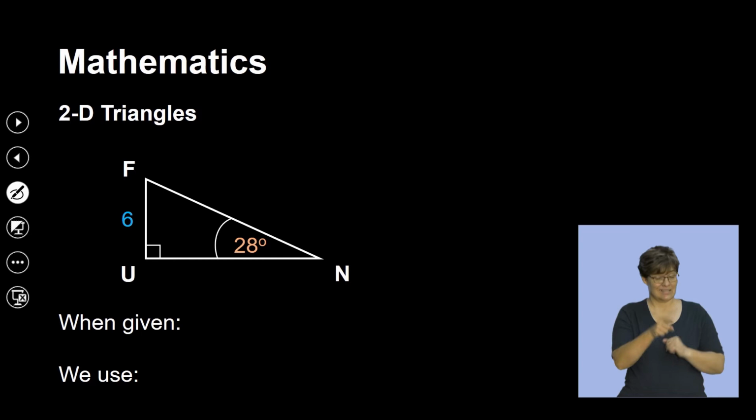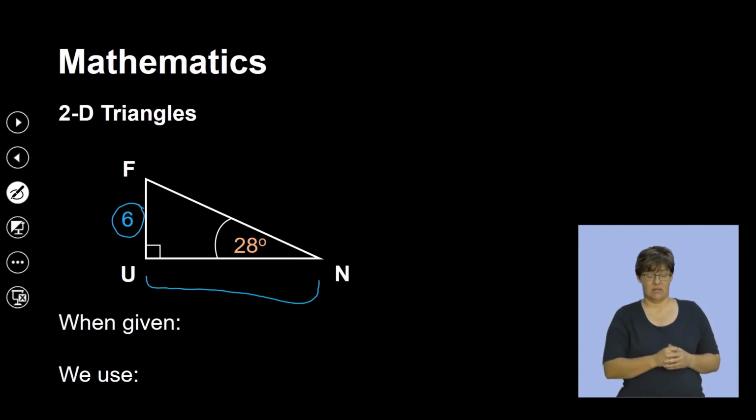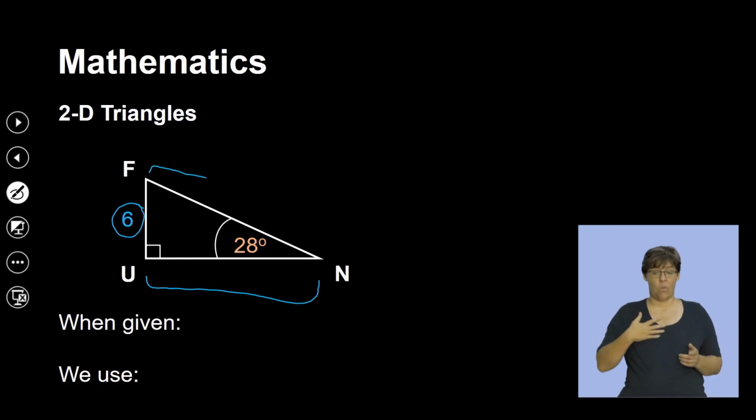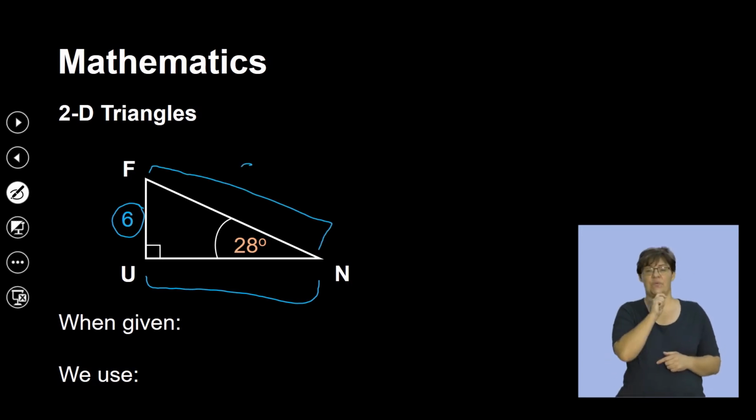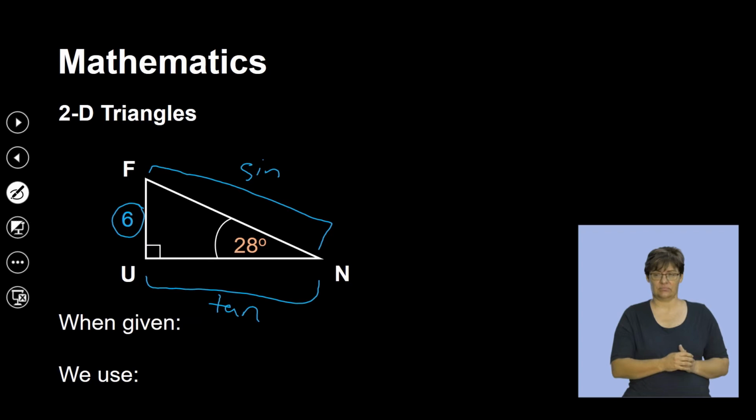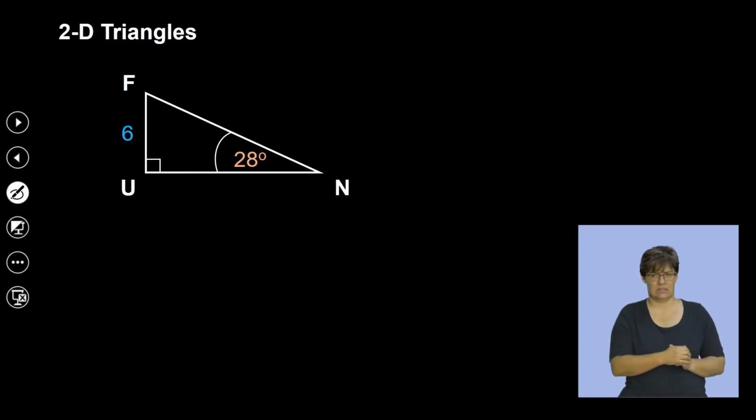Then the last one also is, if now I'm given this side and I'm trying to find maybe UN, I will then use the tan ratio. If I'm trying to find the FN, I will use the sine ratio. With this one, I will use the tan ratio. So let's look at what exactly that means. Let's start with UN first.